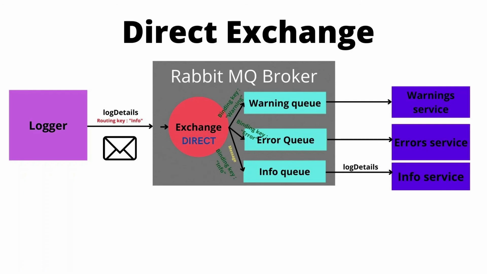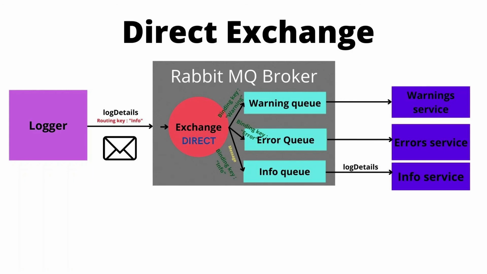We can also see that our log details, which is the message produced by our producer, which is the logger in this example, has a routing key attribute, which has a value of info. And the exchange is of type direct. And like we said in the definition, the direct exchange takes a look at the routing key of the message and tries to match it with a binding key. And whenever there's a match, the exchange is going to route that message to the queue that has a binding key which matches that routing key.